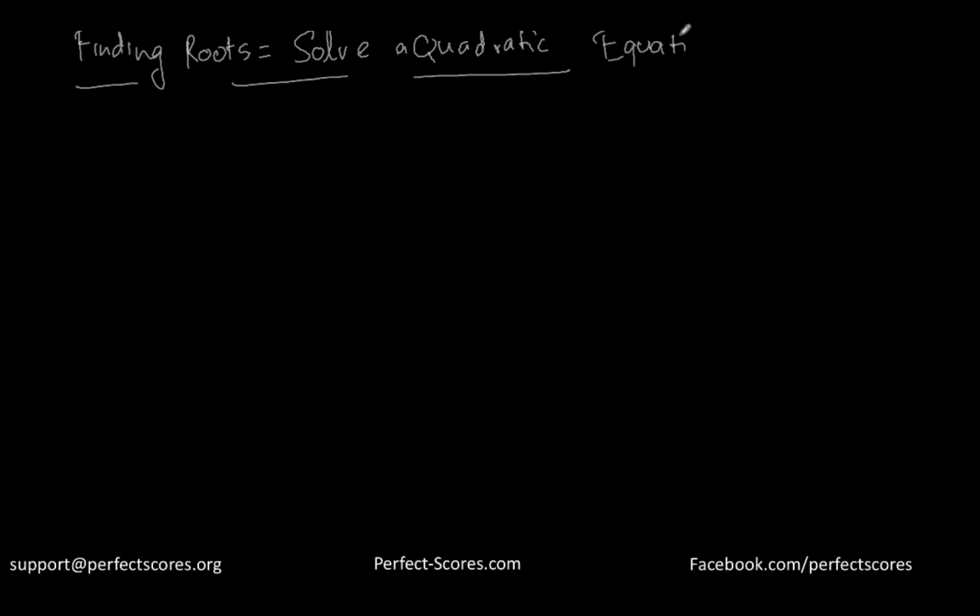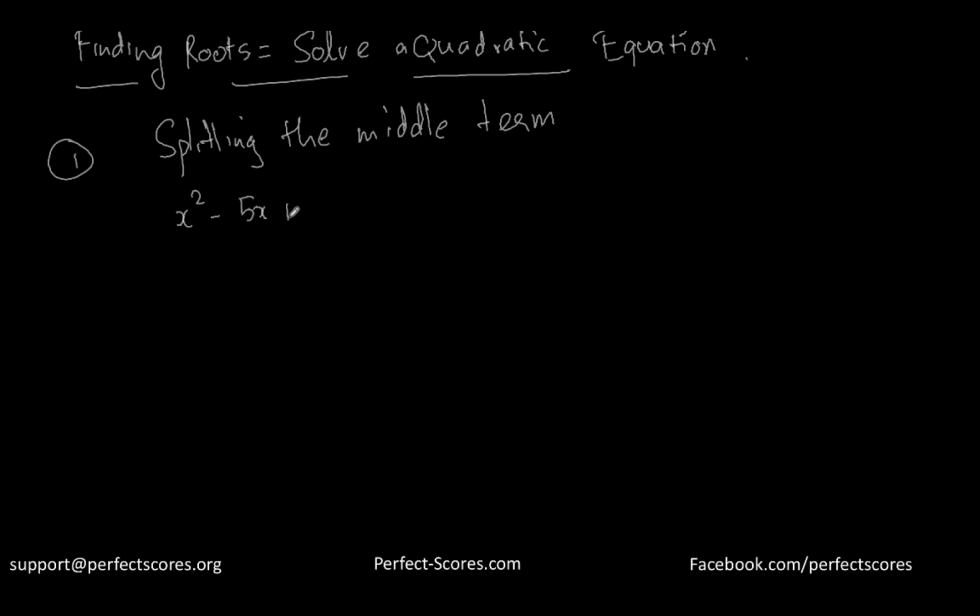The first method by which you can solve a quadratic equation is splitting the middle term. So splitting the middle term is the first way in which you can solve a quadratic equation. So let's suppose you have a quadratic equation, x squared minus 5x plus 6. Right, so let's suppose this is your quadratic equation and you want to solve this. That means you equate it to 0. You want to solve this equation right here. So how do you solve this quadratic equation?